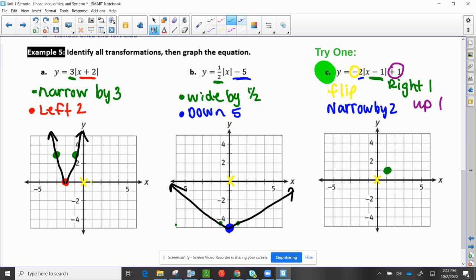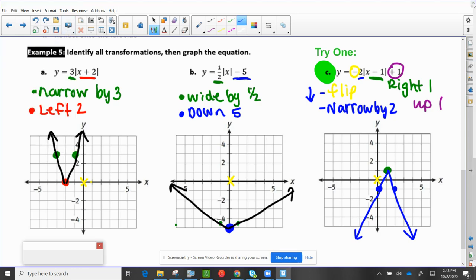And then the only thing extra I have to do is make sure I flip it and make it narrow. So if it flips, that means it's going to open down instead. So if I make it narrow, I'm just going to go over and down 2 on the sides of my V. So your graph should have looked like this.